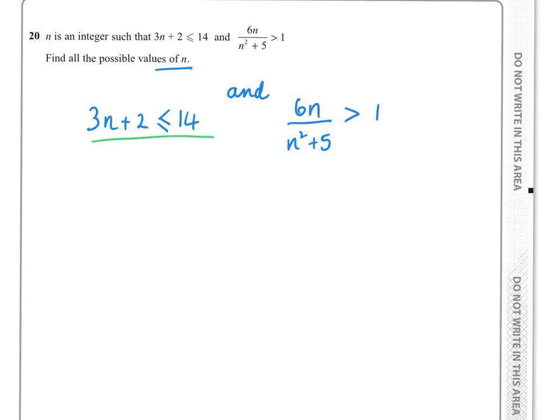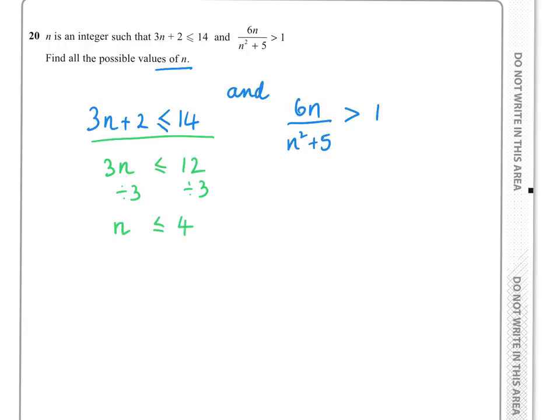So if we take 2 from both sides, we get 3n is less than or equal to 12. If we divide both sides by 3, that's not going to change the inequality sign, because we're not dividing by a negative or timesing by a negative. So that would give us n is less than or equal to 4.